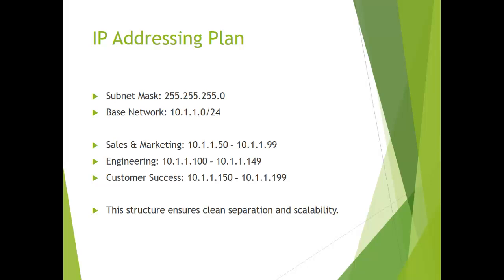The sales and marketing will use IP addresses from 50 to 99, engineering will use from 100 to 149, and customer success will use from 150 to 199. So these structured allocations ensure clear separation between departments.